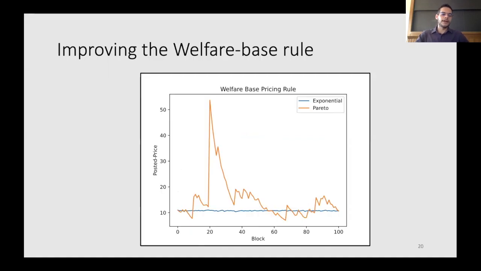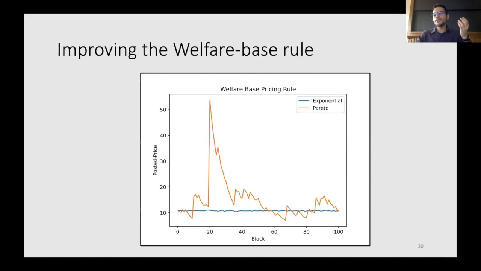So before I conclude, let me just motivate how we could even improve the welfare-based pricing rule even further. Here I have an example of a simulation where the budgets of buyers are drawn from a Pareto and an exponential distribution. So in the case where values are drawn from a distribution of very high variance, as you see, the welfare-based price rule might have very unstable pricing.